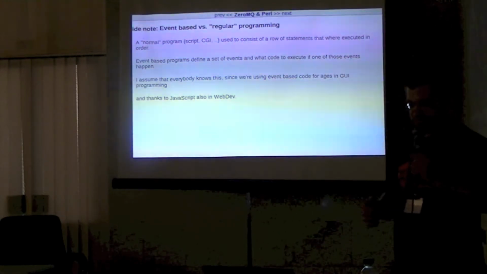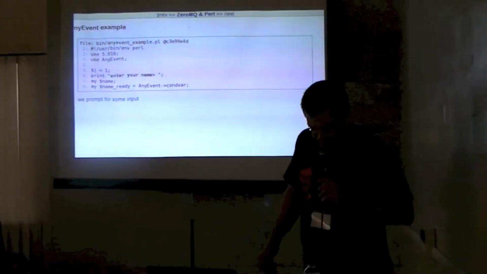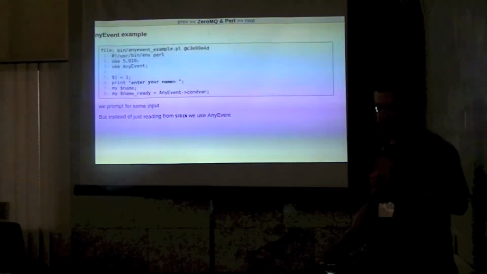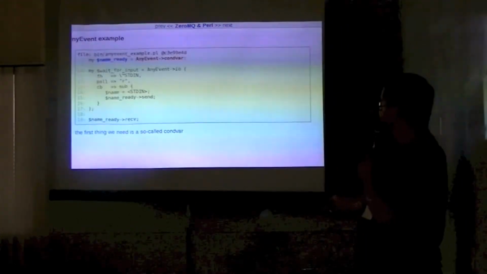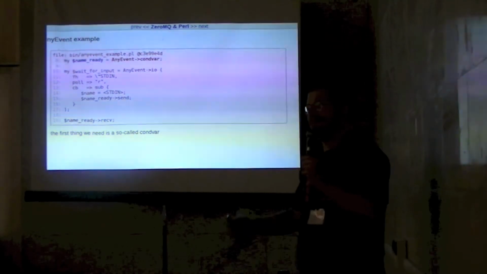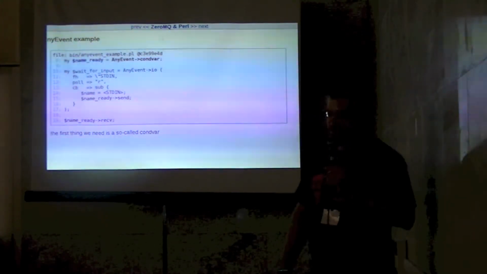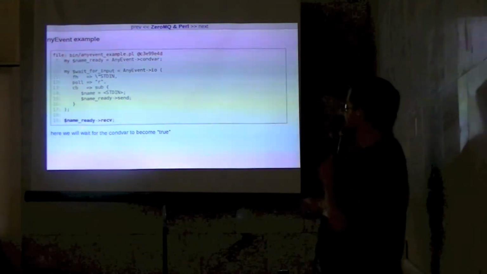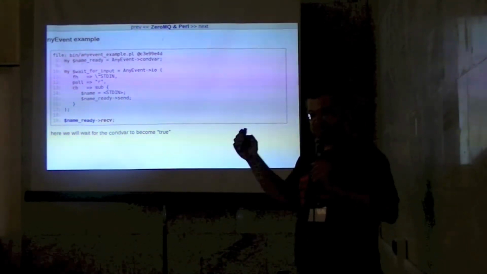Skip that event-based programming, you know that. So that's a very simple example of how to use AnyEvent from the AnyEvent web page. You prompt for something, but instead of reading from standard in, you now use AnyEvent to get it event-based. The first thing we need is a so-called condition variable, which I still don't understand exactly why it's named that. I think it's just to confuse people and make this seem more elite or something. Anyway, we wait here for this thing to become true. So the condition has to be fulfilled by something in between.